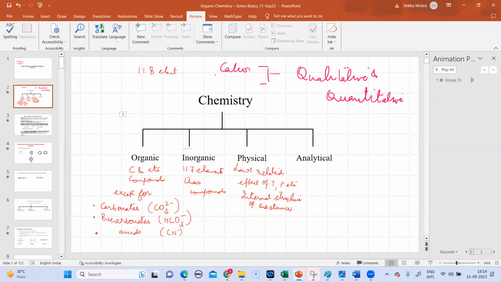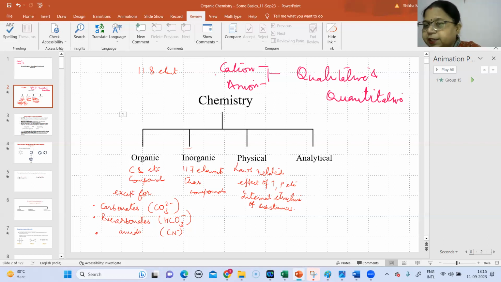Okay. So now you are given a salt and you are asked to identify which cation or which anion it has, right? So that means you are doing a qualitative analysis. You are finding the quality, what type of cation or anion is there in the salt, right? So that is called qualitative analysis. What you do in titration is quantitative analysis. Am I correct or not?